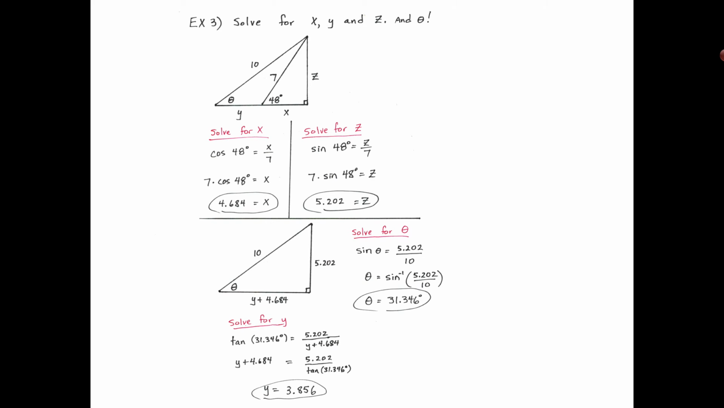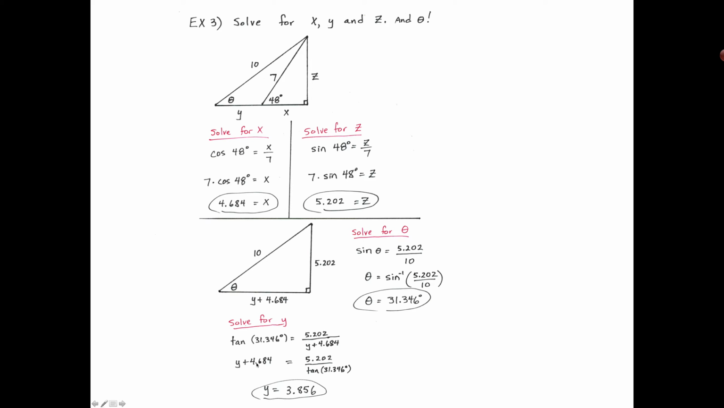And then for the last part, solve for y. So we could use this side and this side. You could use the 10 if you wanted to use cosine. You'll end up with the same answer at the end. But I decided to use, this is the theta, 31.346, and tangent is going to be 5.2 divided by the y plus 4.684.